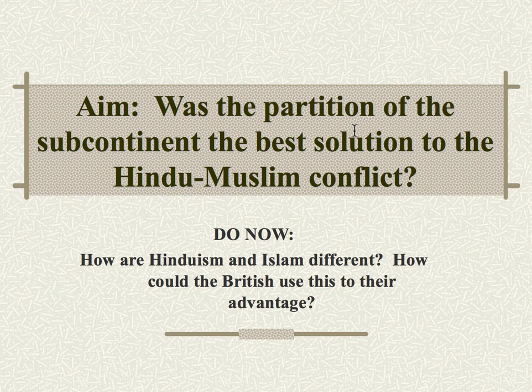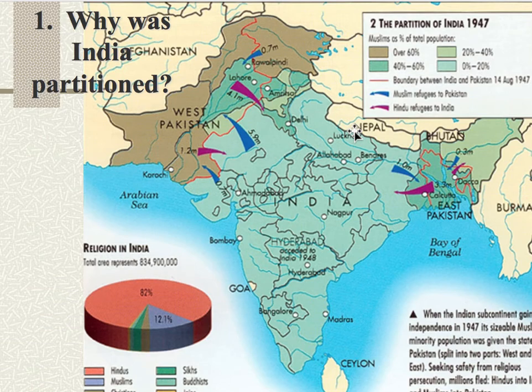Okay, so today in our video, we're going to be talking about was the partition of the subcontinent the best solution to the Hindu-Muslim conflict? So we already talked about in class, and in the videos, about how India got its independence, but it wasn't just enough for India to get its independence. It had to be figured out what was going to happen to India because when the British decided to leave India, they decided that India was going to be divided up. So that takes us to the first question, which is why was India partitioned?